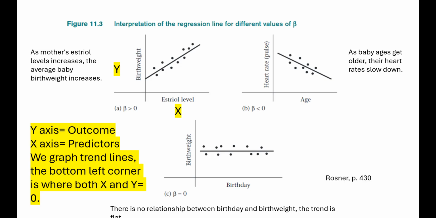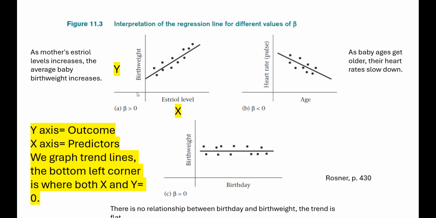And in this graph, we're looking at different trends that we might see in a regression. We have three different graphs, and each graph has a y-axis, which traditionally in regression, or looking at data with purposes of seeing trends, we have on our y-axis our outcome, and on our x-axis we have our predictors. We graph trend lines. The bottom left corner of that graph is where both x and y equal 0.